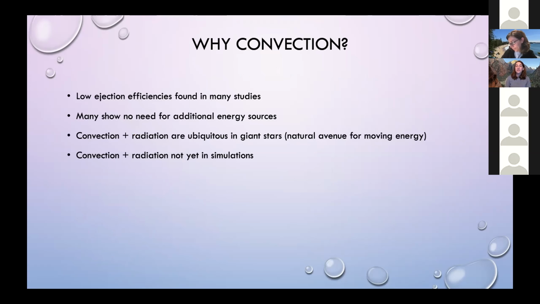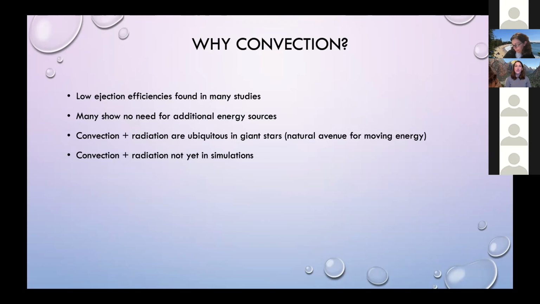So I'm here to talk about convection, and why convection. The reason we're motivated by convection is that we see low ejection efficiencies in common envelope studies pretty much across the board, and there are a lot of questions about how these ejection efficiencies get so low. Also, many of these studies show no need for additional energy sources. Someone earlier today was even talking about that. And convection and radiation are ubiquitous in these giant stars. They're everywhere, and it's a very natural avenue for moving energy in, through, and out of stars.